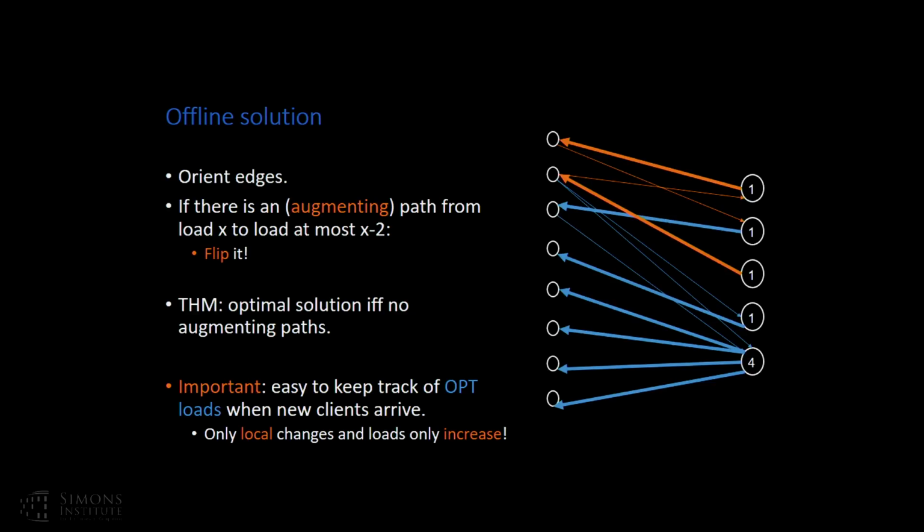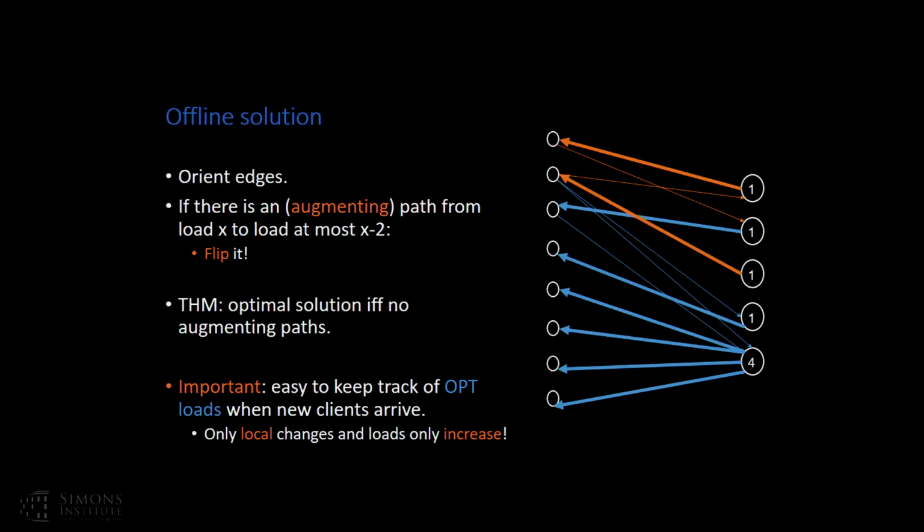So we have a theorem that shows that if there is no augmenting path, then the algorithm is optimal. This is true for any p-norm, for any p at the same time. This gives optimal solutions for all p-norms at the same time. It's important to notice that it's kind of easy to keep track of opt as changes happen. So when you add a new client, you just attach it to one of its servers and fix augmenting paths.